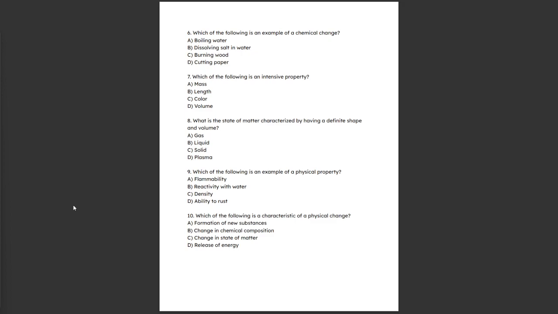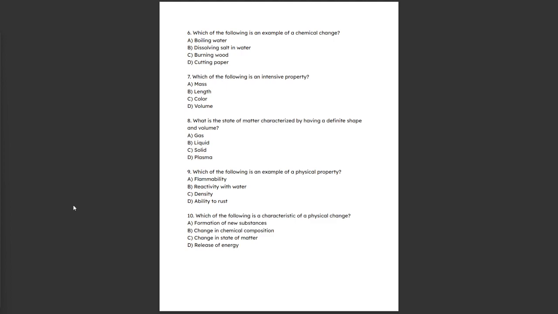Number 10, which of the following is a characteristic of a physical change? The correct answer is C, change in state of matter. So we know that changes in state of matter are physical changes, and we can deduce that from the other ones. Formation of new substances, that's indicating a chemical reaction took place. We know that's incorrect. Change in chemical composition, it's right in the name. It's a chemical change.